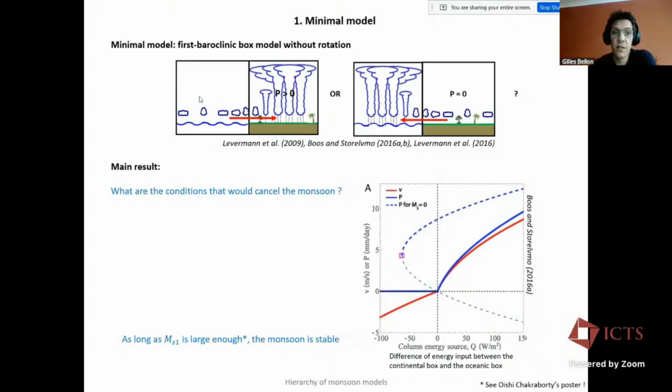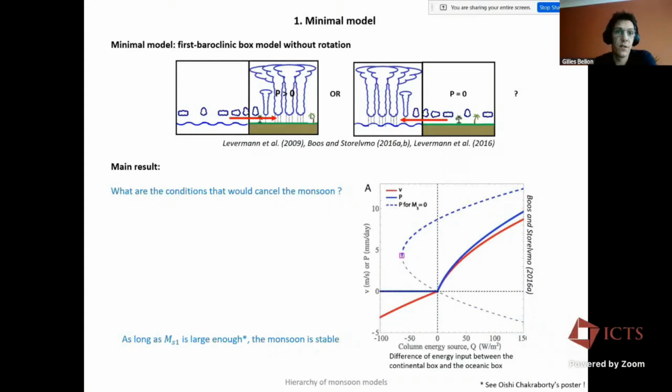And that's essentially relying on the fact that the gross moist stability is large enough. So if the dry static stability is large enough, then the gross moist stability will be large enough. And then for any input of energy over land larger than over the ocean, we'll have a circulation that essentially exports this energy to the reservoirs.